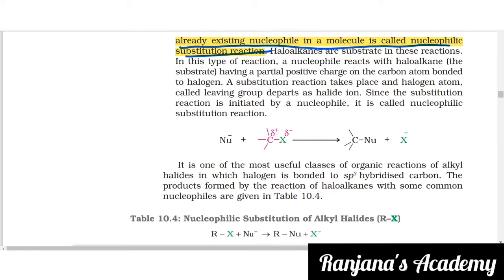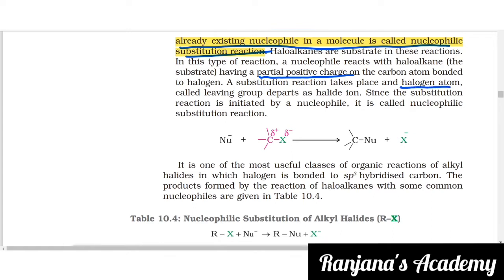Haloalkanes are substrates in this reaction. In this type of reaction, a nucleophile reacts with a haloalkane having a partial positive charge on the carbon atom bonded to halogen. So what does it have? It has a partial positive charge on the carbon atom bonded to halogen. A substitution reaction takes place and the halogen atom, called the leaving group, departs as halide ion.